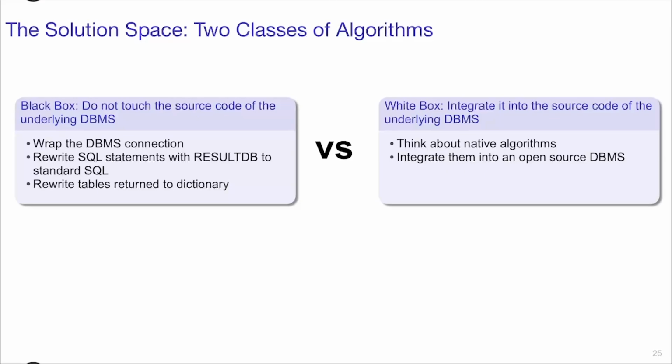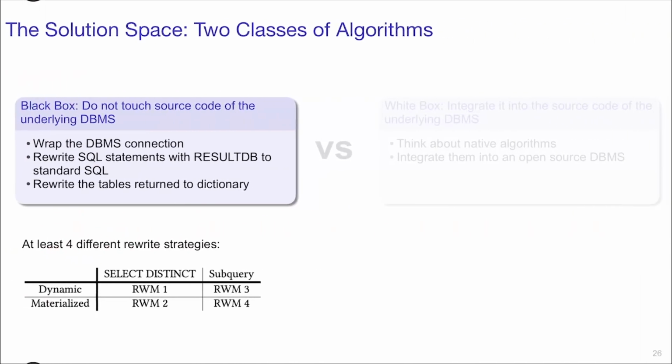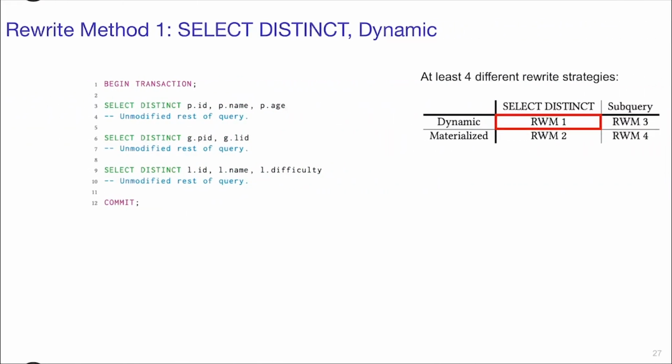And then once you did that, you can always go one step further and see, okay, maybe that's not the best, maybe I have some performance issues. What if I really integrated that into my system? And that's what we see on the right side here. When you really integrate it, that's this part, into the source code. But we started on the left, and then we looked at different rewrite methods.